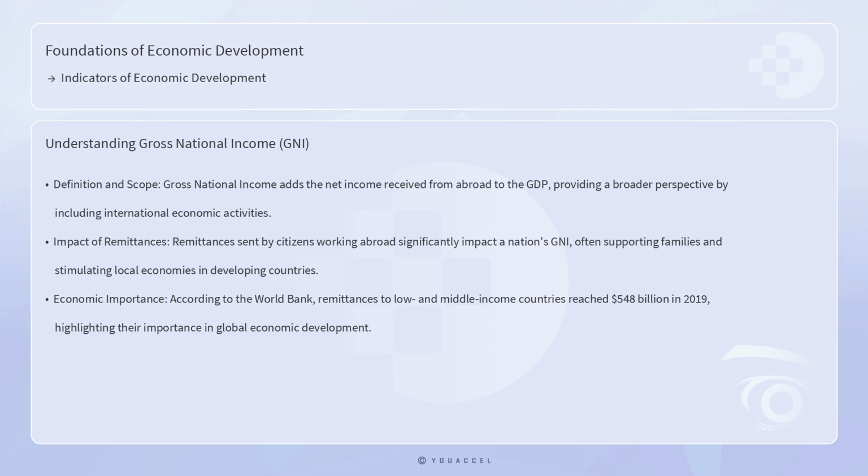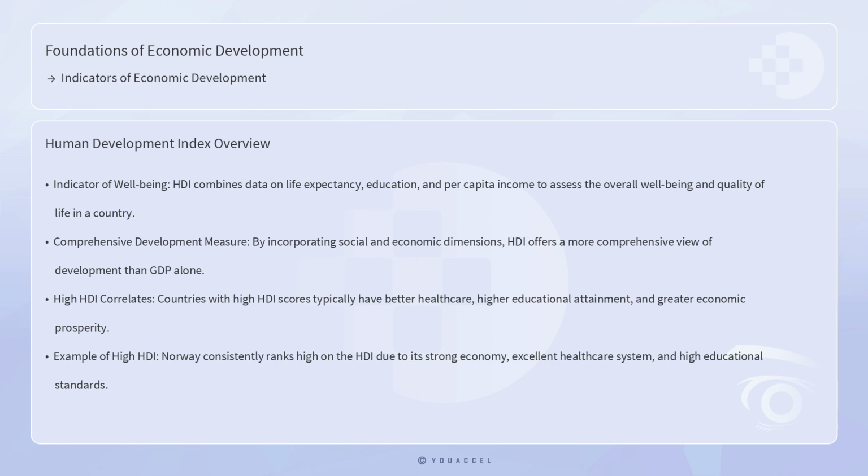Another crucial indicator is the Human Development Index, developed by the United Nations Development Program. HDI combines data on life expectancy, education, and per capita income to assess the overall well-being and quality of life in a country. By incorporating social and economic dimensions, HDI offers a more comprehensive view of development than GDP alone. Countries with high HDI scores typically have better healthcare, higher educational attainment, and greater economic prosperity. For instance, Norway consistently ranks high on the HDI due to its strong economy, excellent healthcare system, and high educational standards.